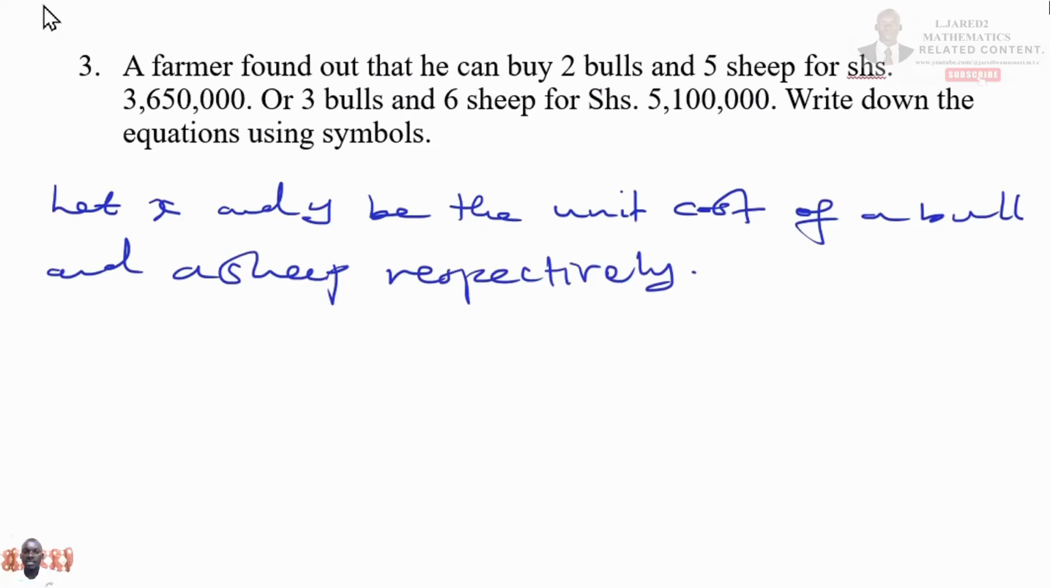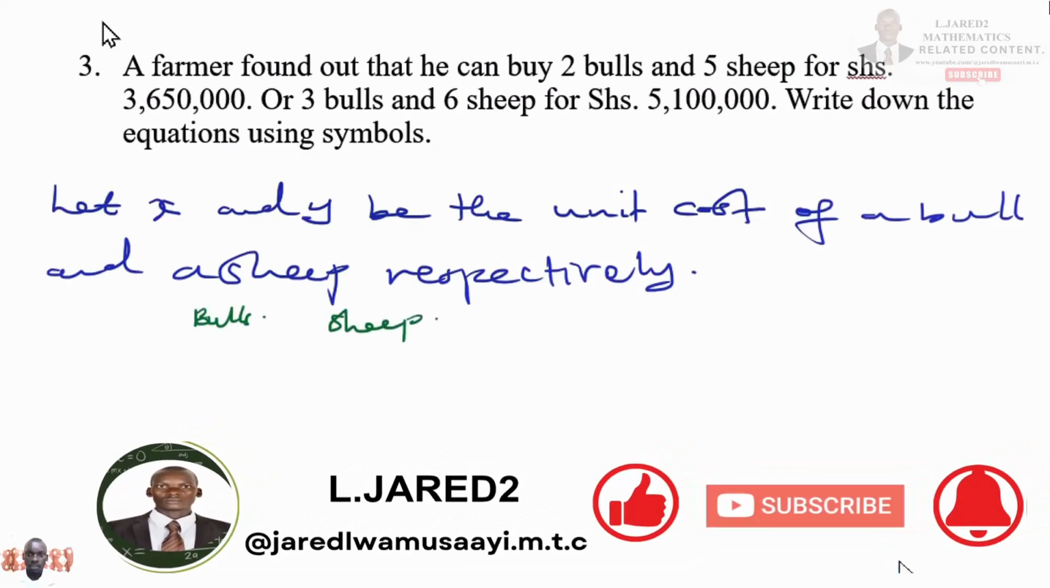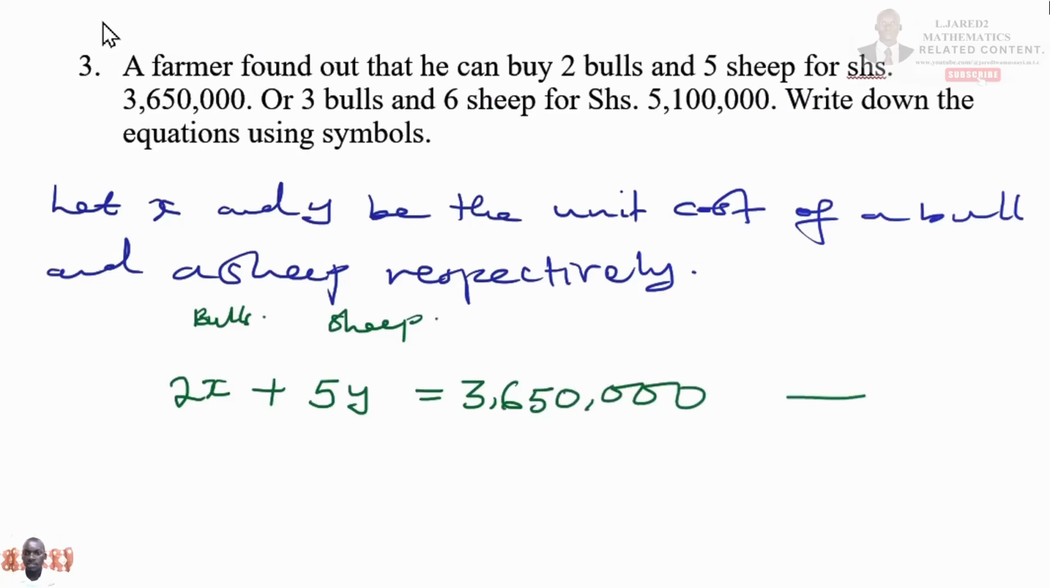So now after letting, we need to analyze the statements. It reads, a farmer found out that he can buy 2 bulls. So in here we can talk of the bulls and then the sheep. So the farmer bought the 2 bulls. So 2 multiplied by the cost of 1 bull, whereby we are going to have 2x plus the number of sheep bought in this first statement, which are 5 multiplied by the unit cost of a sheep, which is y. Then this should be equal to the total cost used, which is 3,650,000 shillings. So this gives us our first equation, which we are naming equation 1.